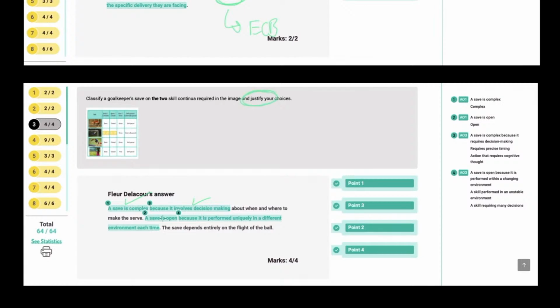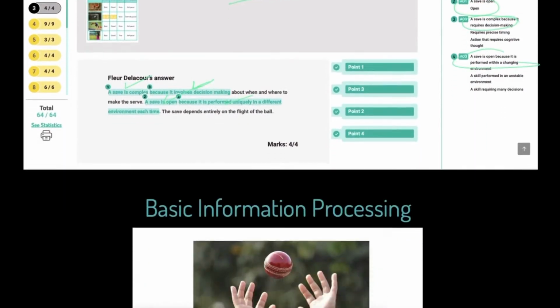So I'm saying it's a complex skill, but I must make it, because it's decision making, to get my second mark. So look, we've got the idea of complex decision making. Here we're saying it's open, very similar to complex in many ways, because it's performed in a uniquely different environment each time. Open, and why. If we get our justify skill, that's what we need to be doing. We must state the why, otherwise we're getting half marks at best.